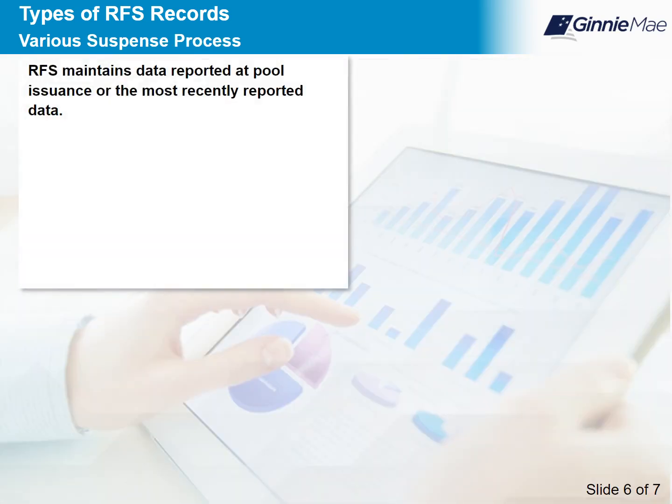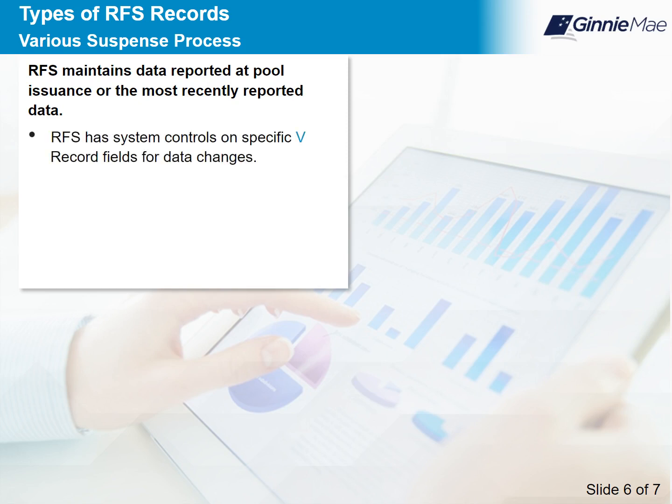The Reporting and Feedback System, RFS, maintains data that was reported at pool issuance, or the most recent data reported to RFS by the issuer. RFS updates or captures the information reported at pool delivery. RFS has system controls on changes to data previously reported for controlled fields. The controlled fields are indicated by a superscript 1 at the end of the field name.